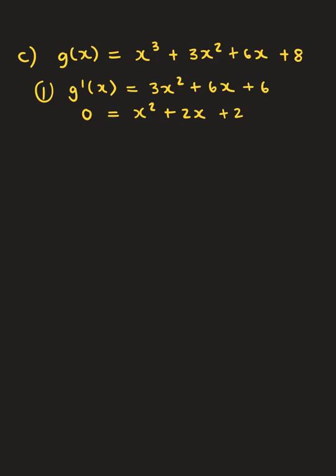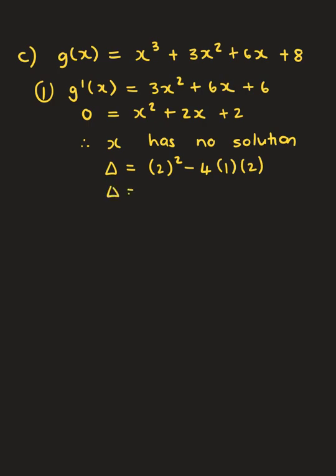So I guess, yeah, you could just say x has no solution. You could also sub into the quadratic formula. You could also go that the discriminant is b squared minus 4ac. So the discriminant is going to be 4 minus 8, which is negative 4. So if the discriminant is negative, there's no real roots. Something along the lines of that.